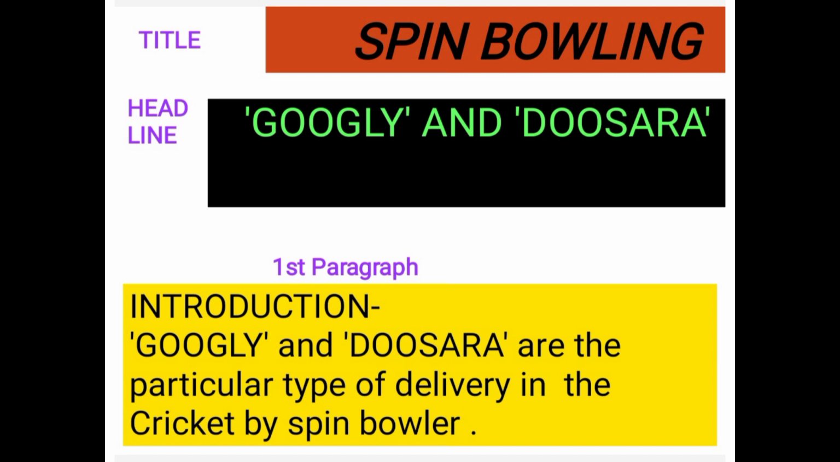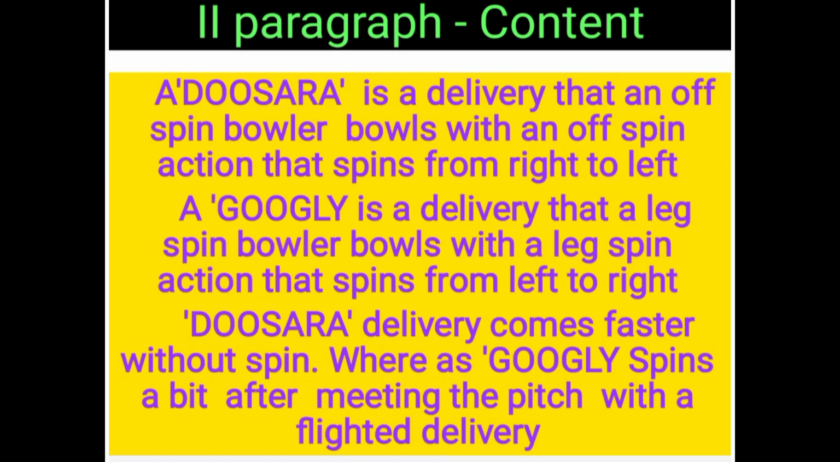Okay? See here. The first paragraph is the introduction of Googly and Dusra. Okay, what is Googly and Dusra? Googly and Dusra are particular types of delivery in cricket by a spin bowler. Finish. This is our introduction of Googly and Dusra. Once the reader comes to know what Googly and Dusra are, then we have to give the details about Googly and Dusra in the second paragraph, that is called the content paragraph. Here is the content paragraph.